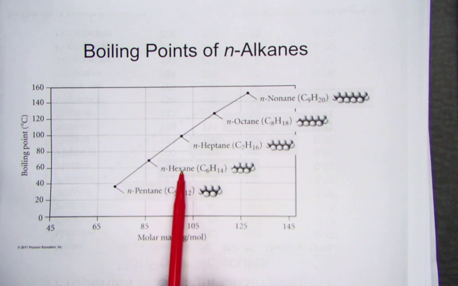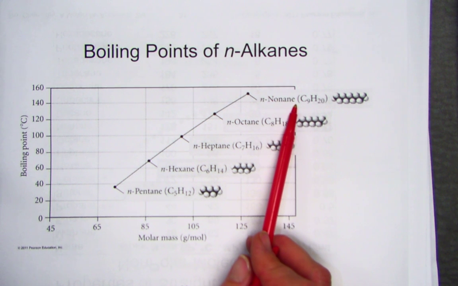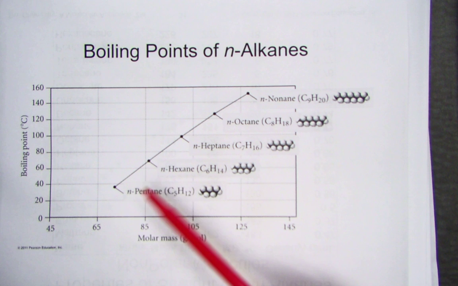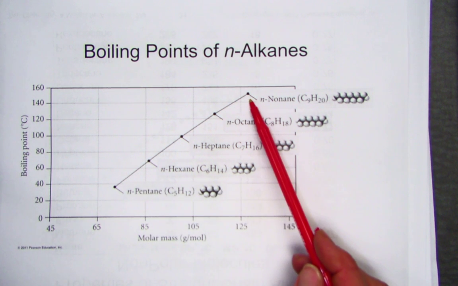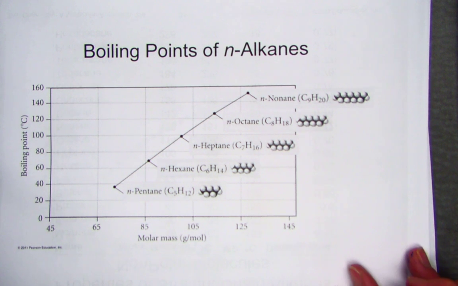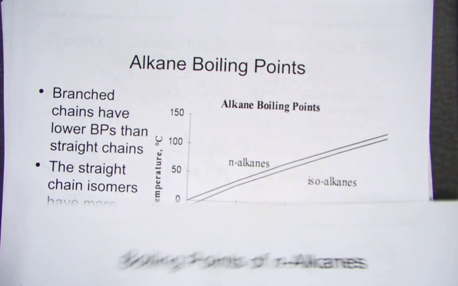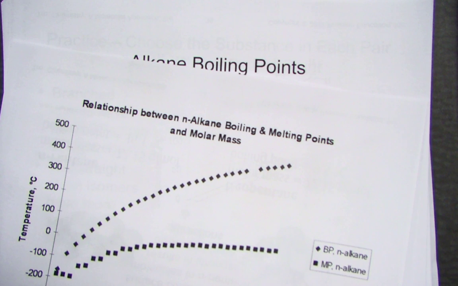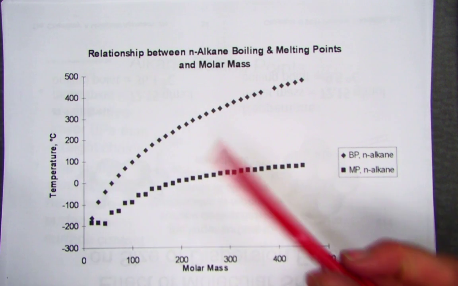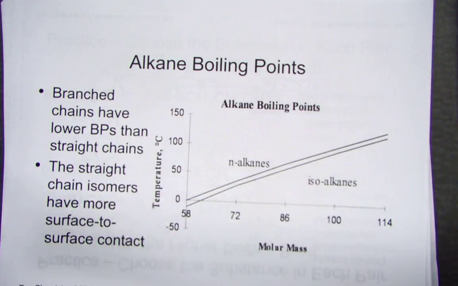Pentane with 5, hexane with 6, heptane with 7, octane with 8, nonane with 9 carbons in the hydrocarbon chains. Molar mass will increase. The heavier the molecule becomes, the higher the boiling point, the stronger the intermolecular London dispersion forces. Same trend: as molar mass increases, boiling points increase, melting points increase due to the strong intermolecular attraction.